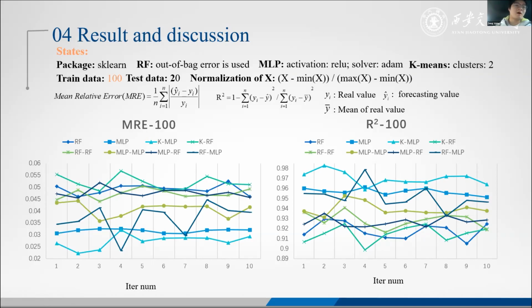The second one has 100 training data and 20 test data. Also, I show the results in these two pictures. The results are generally unchanged from the previous ones. The k-means combined with MLP model is the best one, and the k-means combined with random forest and the random forest combined with random forest are worse, and the random forest only is the worst.